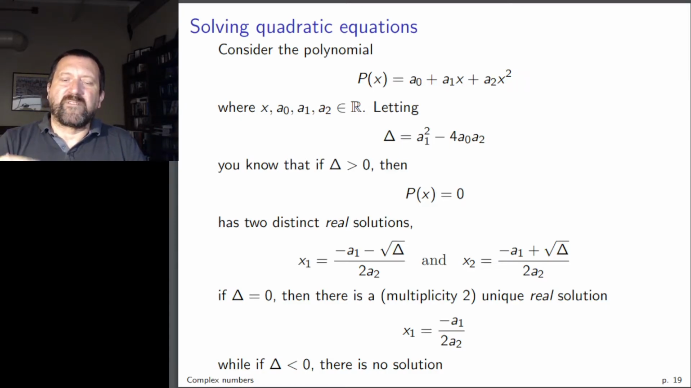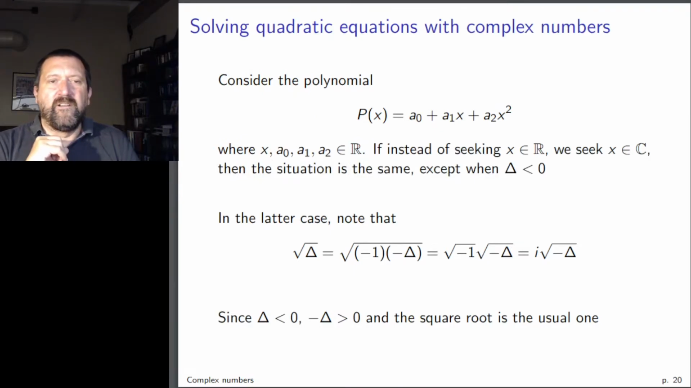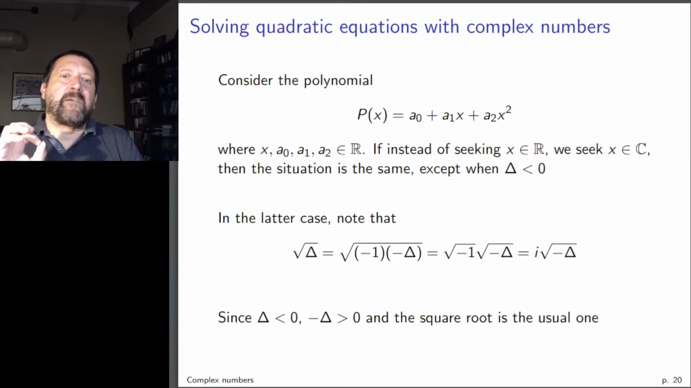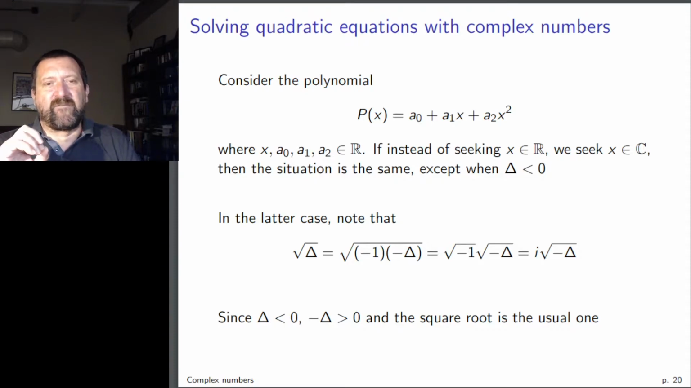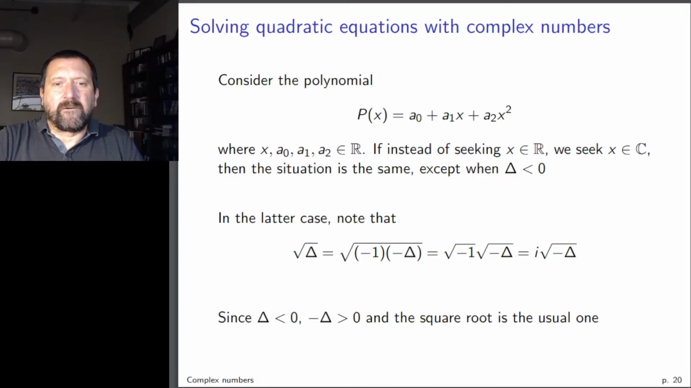So that's when you're looking for real solutions. But now let's suppose I'm looking for complex solutions. So what happens now? I consider the same polynomial, and I'm still assuming that x, a0, a1, and a2 are in R. They're real numbers. Now, instead of seeking an x in R that satisfies this equation, let me seek an x in C, a complex number. Things are the same, but when delta is negative, what changes is that I can do the manipulation that is written here.